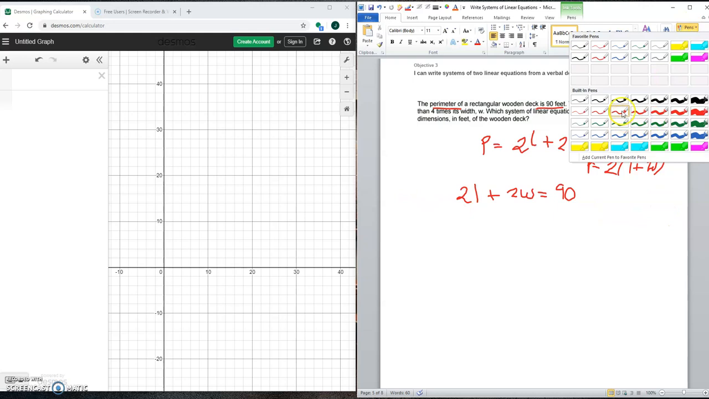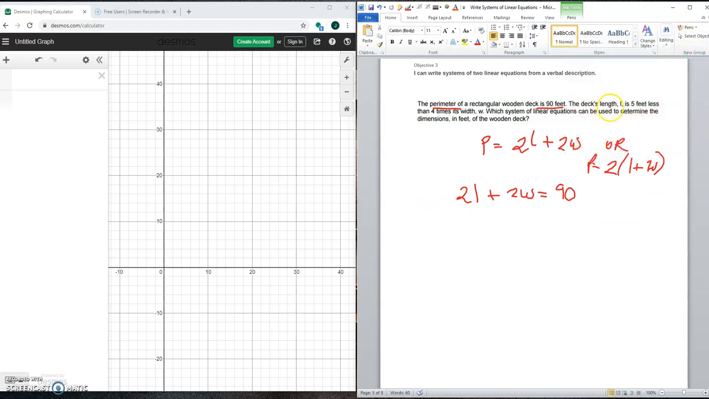And then your second equation would come from this statement right here. L is. So once again, is an equal sign. So length is 5 less. So minus 5 because it's less. And you put it here. And then 4 times the width. So 4W. So that is it. These are your equations.